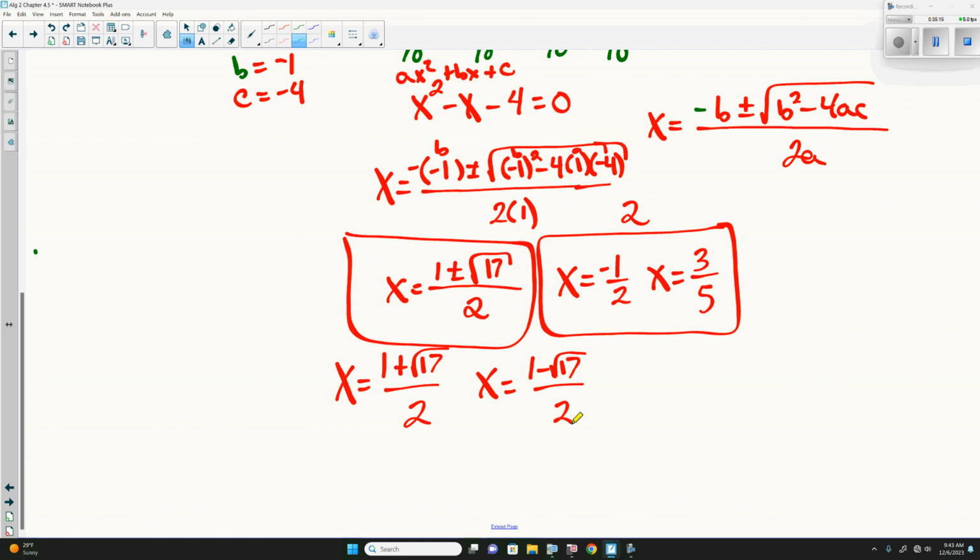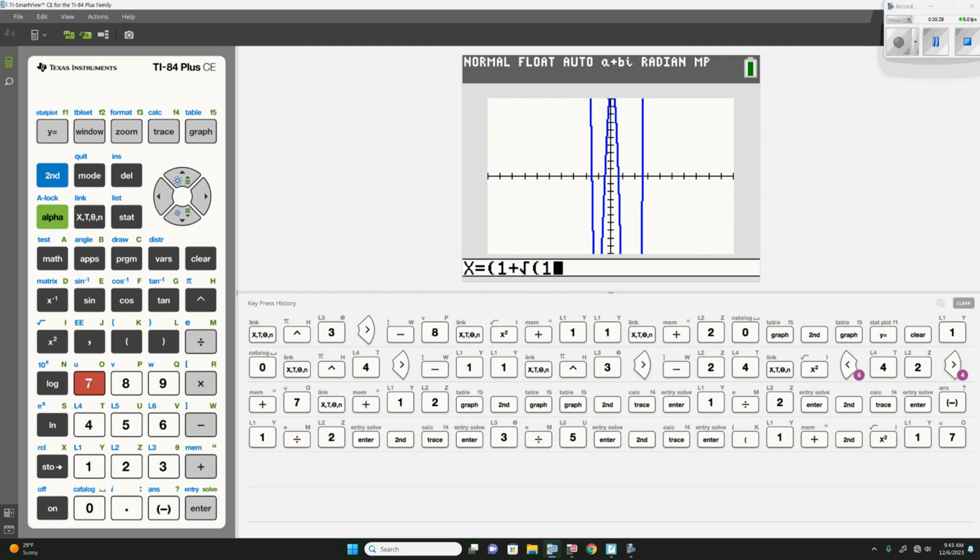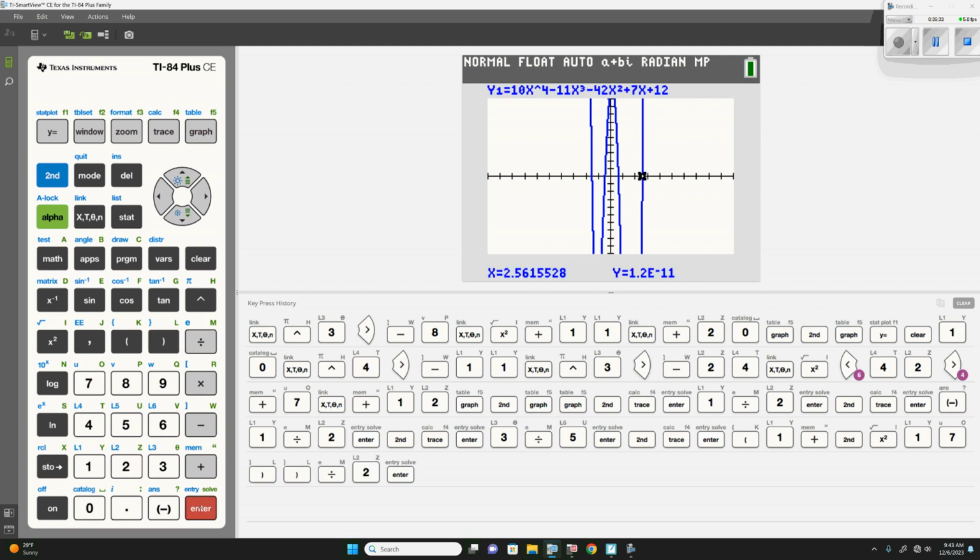Because we do have 1 plus the square root of 17 over 2 and 1 minus the square root of 17 over 2. Now the graphing calculator can still calculate these second trace values, but we do have to put it in parentheses divided by 2, and we get this here.